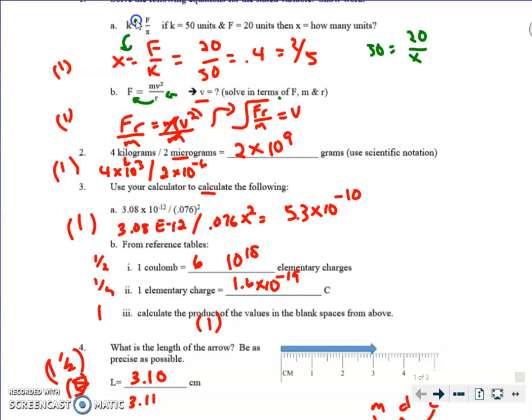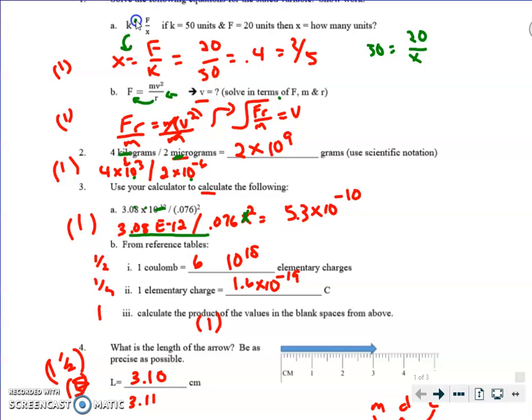In number 2, kilo in your reference tables means times 10 to the 3. Micro means times 10 to the negative 6. So if I use my EE button on my calculator and I divide these two, I should get 2 times 10 to the 9th. Same thing in the next one. I do 3.08 times EE negative 12, and then I divide it by 0.076, and I would use the x squared button, and without any parentheses, that works very nicely, as you've seen I've written here, and I should get 5.3 times 10 to the negative 10th.